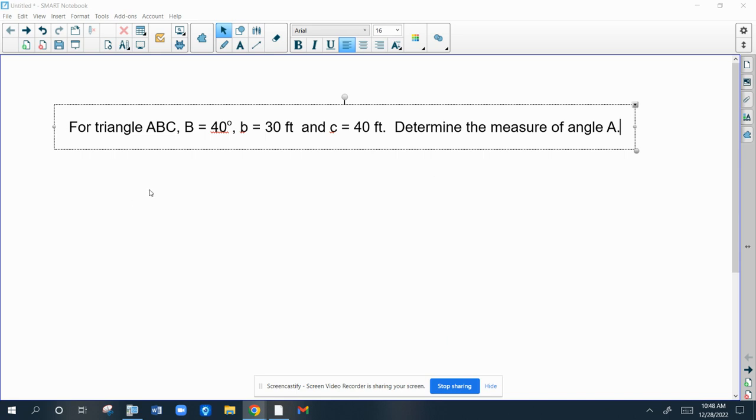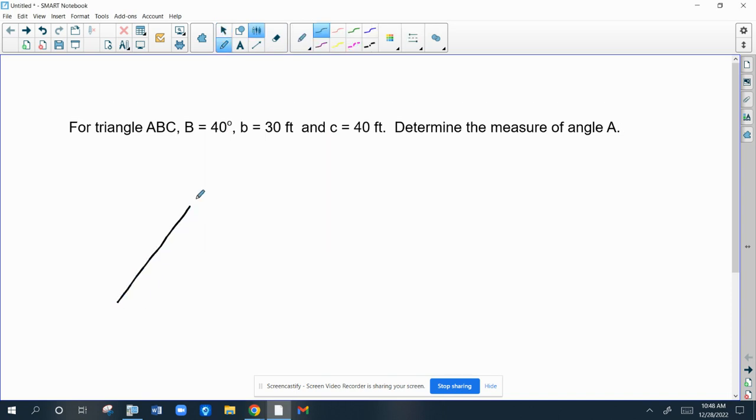So actually, this could be a law of cosines problem. I'm going to show you how to tell the difference. We have triangle ABC. A big thing when you're trying to figure out if you want to use the law of sines or cosines is that the sketch is really important. This is not a right triangle, or at least we don't know if it's a right triangle, so the Pythagorean theorem is not going to work.